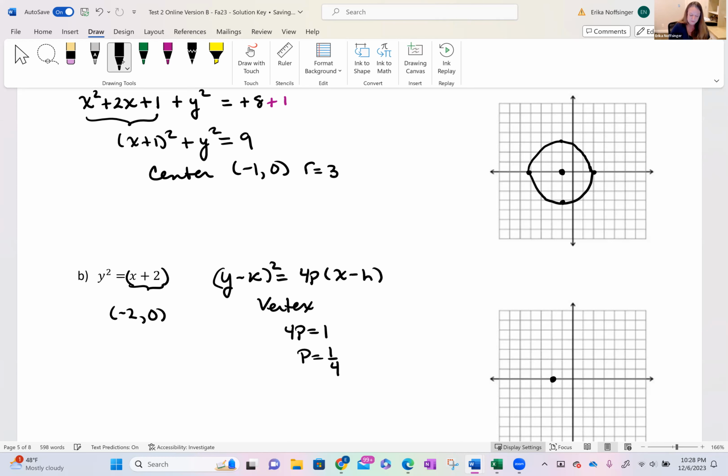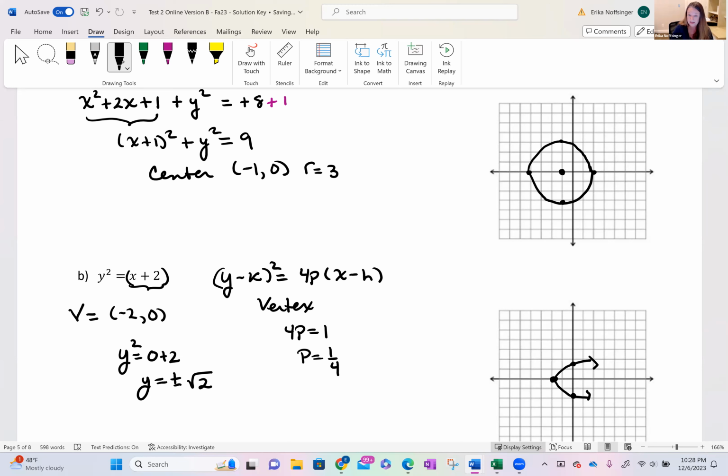I can find my y-intercepts really easily by letting x equals 0. And so I would get y squared is equal to 0 plus 2, or y squared equals 2. And then taking the square root of both sides, I get y equals plus or minus √2, which is about 1.7 and negative 1.7. So I found my vertex. I found my y-intercepts and my x-intercept.